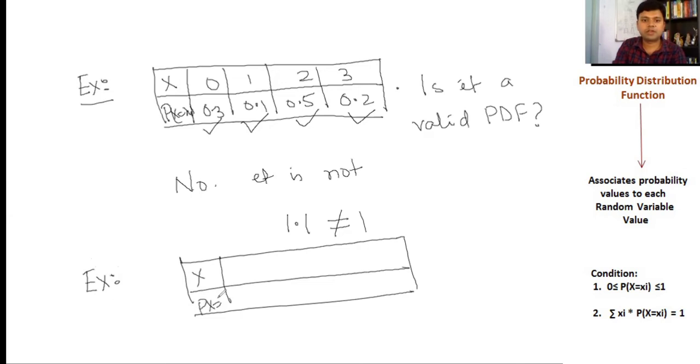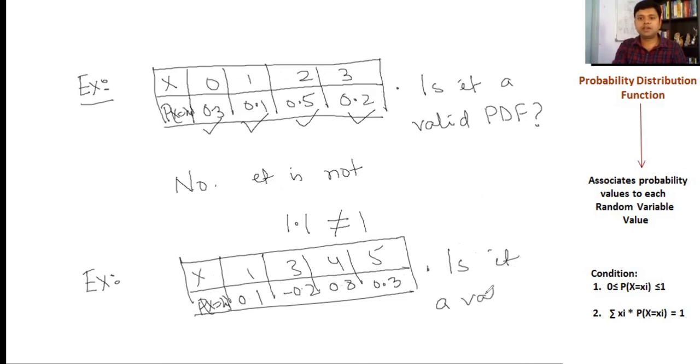X, and this is probability of X is equal to xi. 1, 3, 4, 5. Values of this random variable can be anything. It depends on the random experiment, so I have just taken some arbitrary values here. Probabilities are 0.1, minus 0.2, 0.8, and then 0.3. Again, the question is the same. Is it a valid PDF?